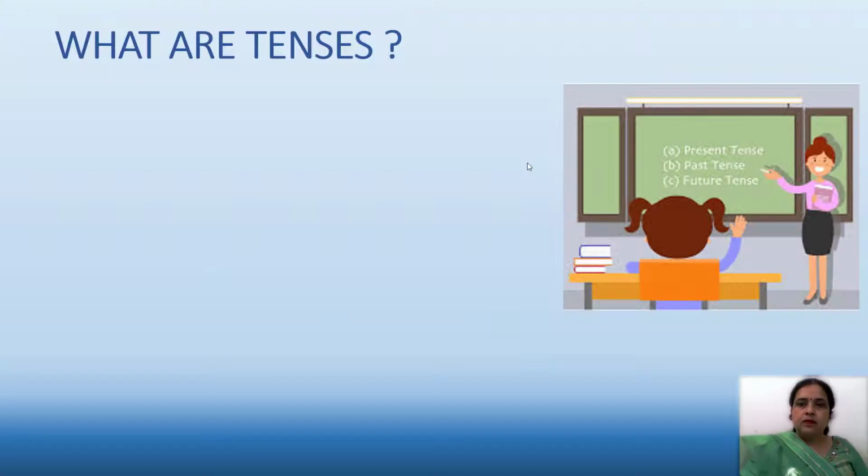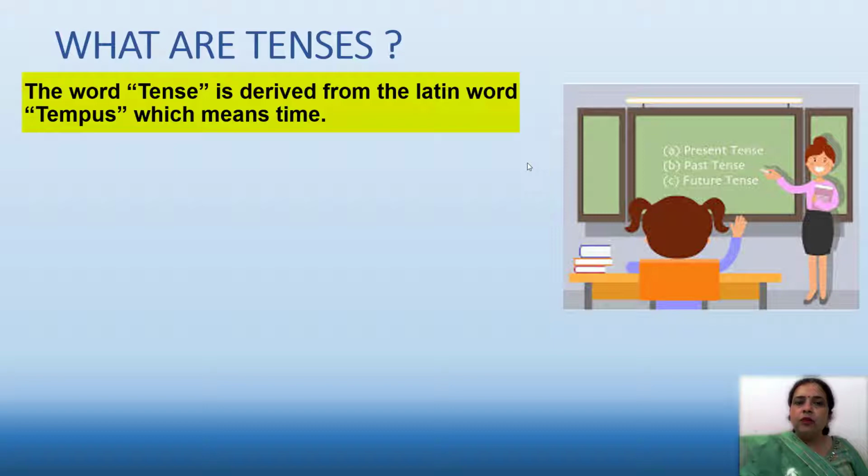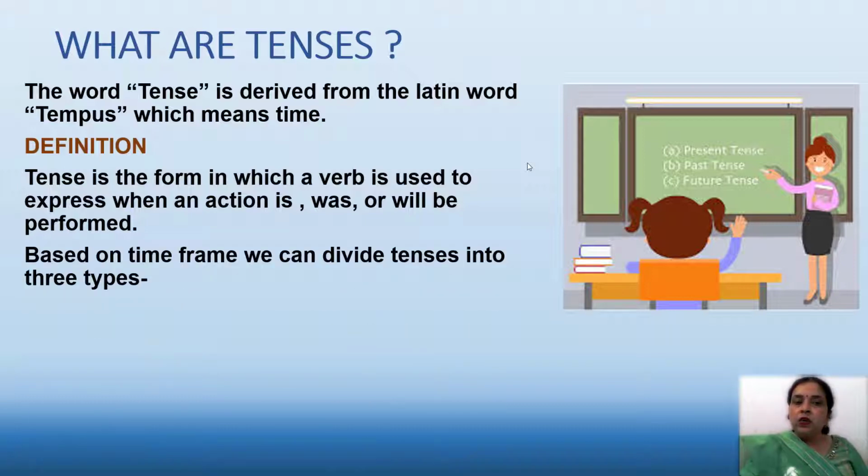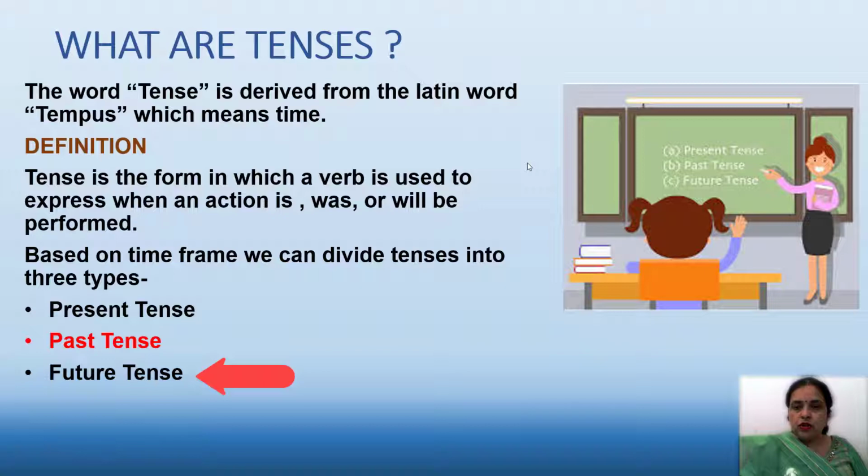What are tenses? The word tense is derived from the Latin word tempus, which means time. It is a form in which a verb is used to express when an action is, was or will be performed. That means tense depends on the time. On the basis of time, we can divide tenses into three types: present tense, past tense and future tense. In the last class, I told you about present tense. In this class, I am going to tell you about past tense.